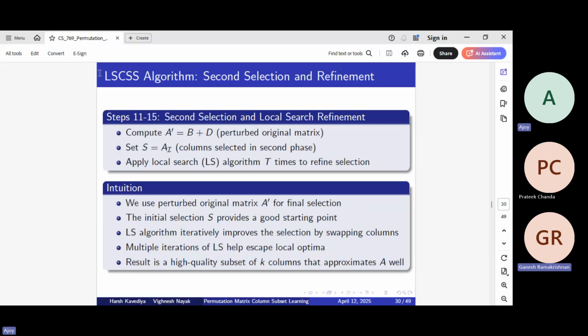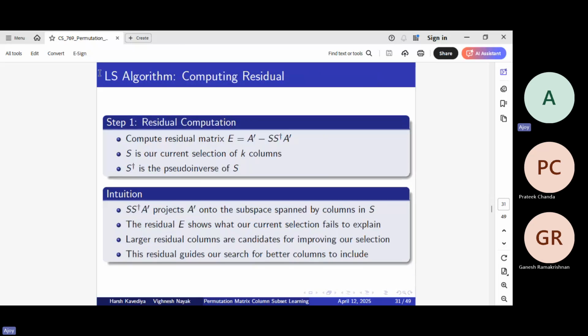Once we get the matrices, we apply a second algorithm called the local search algorithm, which looks in the local regions of the matrix and tries to see if we can improve on the columns selected. For this, we first compute again the residual error, and we sample again based on the residual norms. We take around 10K elements.